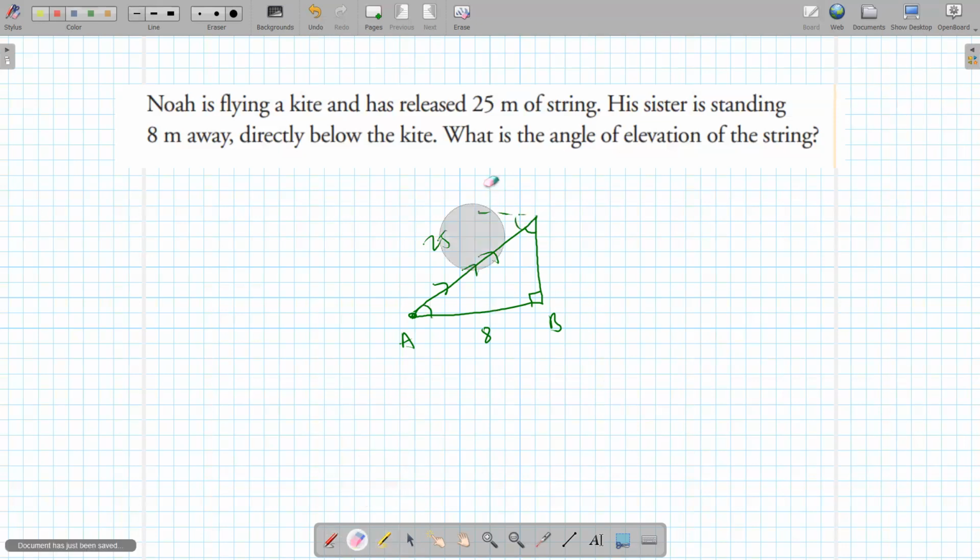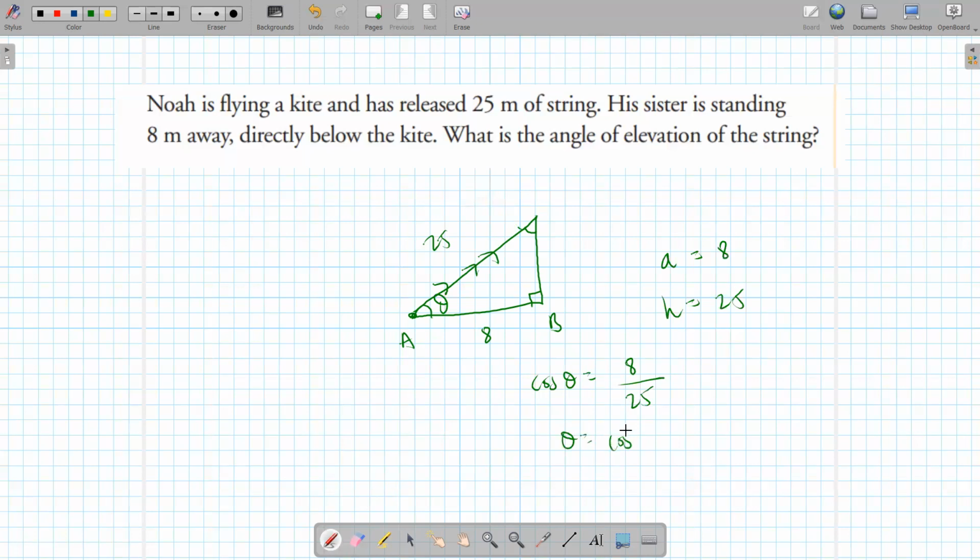So relative to A, which side is 8? The adjacent, the opposite, the hypotenuse. Adjacent. Right, so we have the adjacent, we have the hypotenuse. If you wanted to, you could find opposite using Pythagoras theorem, but that's a waste of time. Which one uses A and H? SOHCAHTOA, sine, cos, or tan? Cos. Exactly. So you're going to set this up like this. Cos theta is going to be adjacent over the hypotenuse. Theta is going to be cos inverse of 8 divided by 25. So cos inverse of 8 divided by 25.